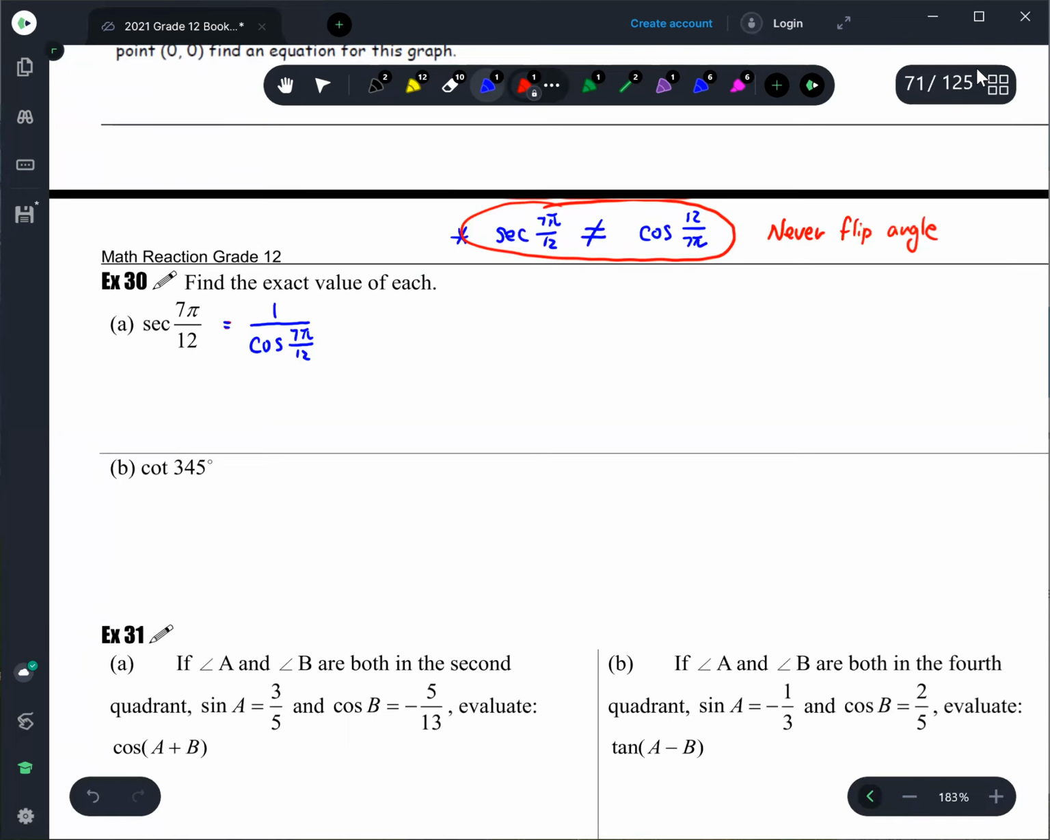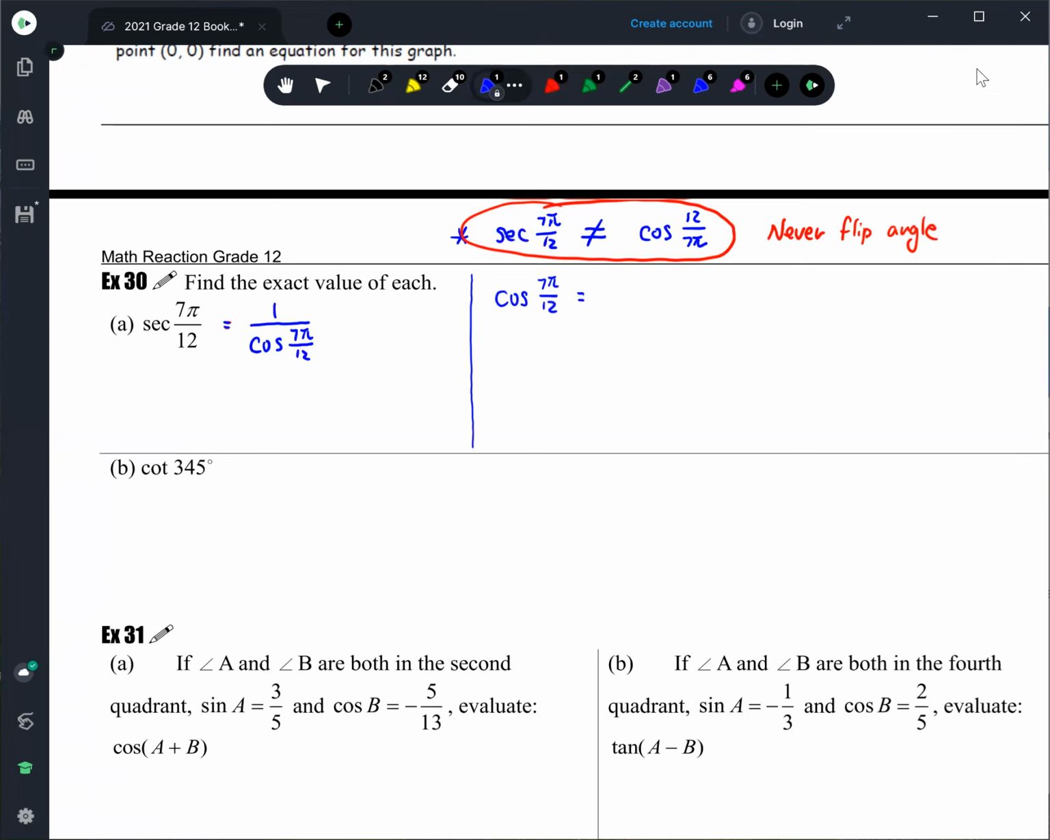Okay, everyone got this down? So instead of doing secant, we are gonna work on cosine now, okay? Because we don't have an identity for secant, right? We only have cosine. So please draw a line here, okay? We'll do cosine 7 pi over 12. And then do not change to degrees, okay? We're just gonna work with 7 pi over 12. So you either use sum or difference, okay? You decide.